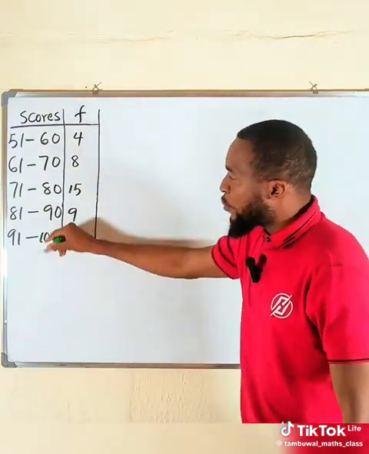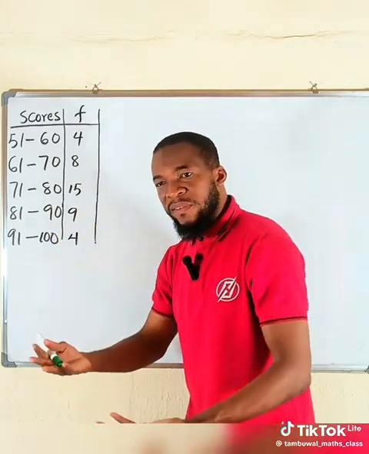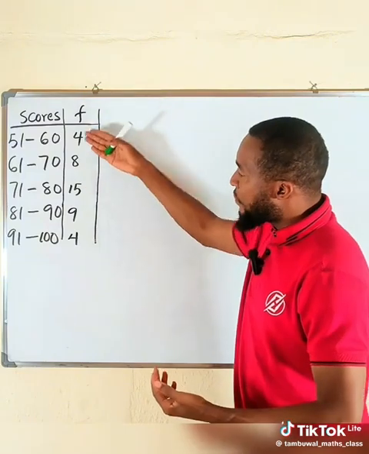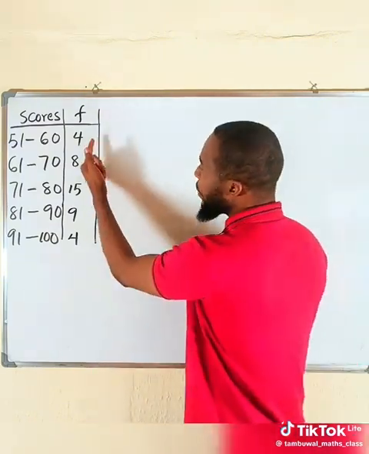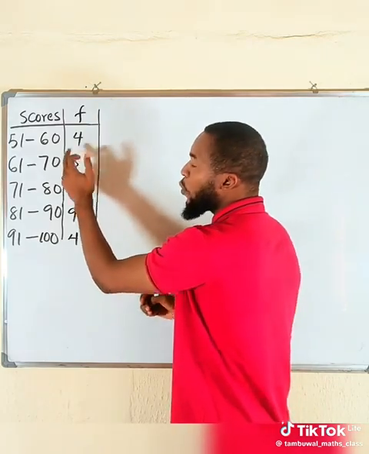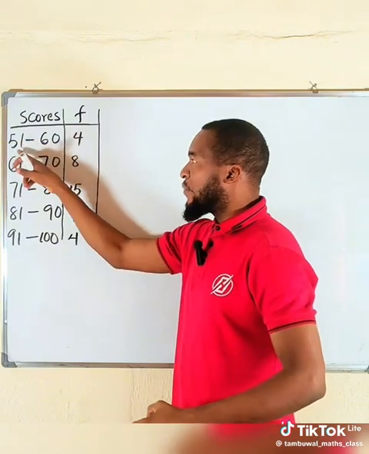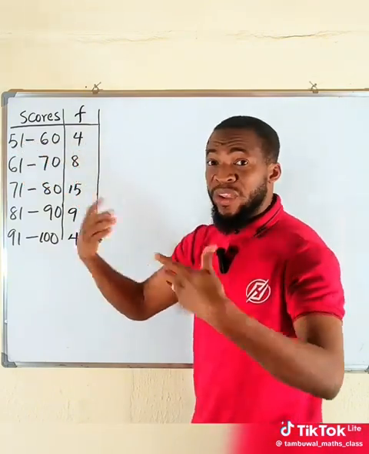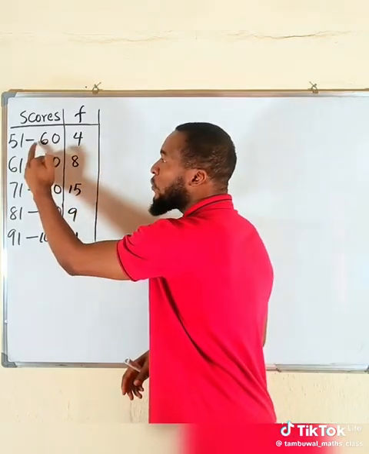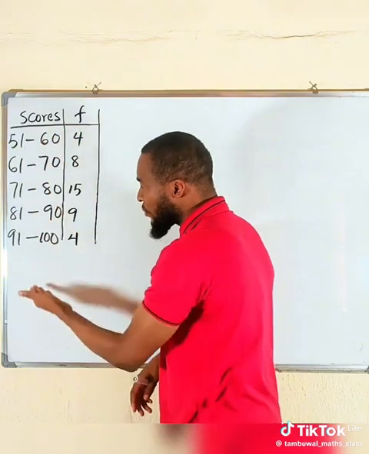So we have the scores here, scores of a particular examination or a test. And we have the frequency here, which denotes the number of students. So for example, here we have 4 people that scored the marks within this range, 51 to 60 marks. Among these 4 people, we could get some that scored 52, 53 within the range, and so on.